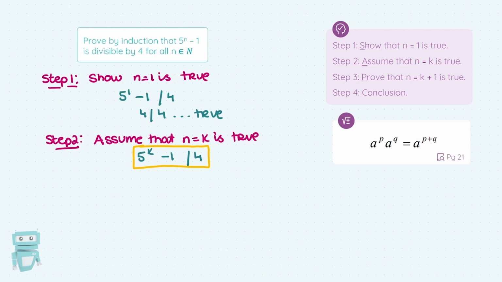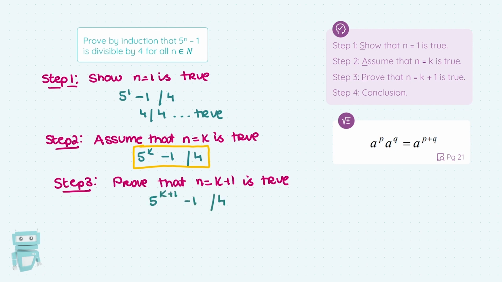And then your final step, step 3, the most difficult bit here, is prove that n is equal to k plus 1 is true. Like we did in the previous 2 steps, sub in your k plus 1. Everyone should get this far. There's no excuse that you could not get down to that line. You have to be able to get down that far.